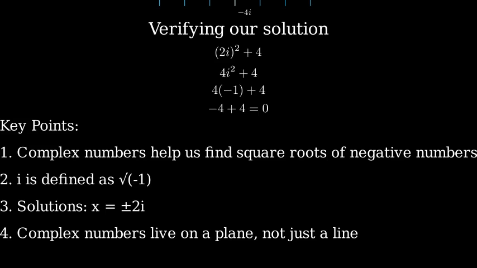can use complex numbers. The solutions to x squared plus 4 equals 0 are plus and minus 2i, which we can visualize on the complex plane. Complex numbers allow us to solve equations that have no real number solutions.